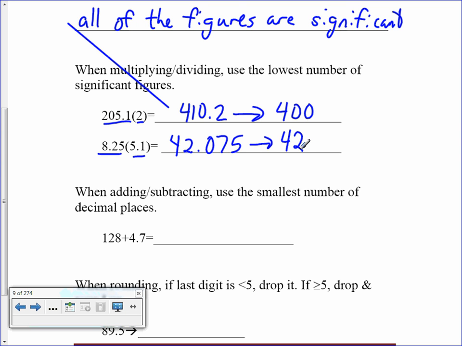So when you're multiplying or dividing figures, use the lowest number of significant figures. When you're adding or subtracting values, use the smallest number of decimal places. So here I have no decimal places, and here I have 1 decimal place. So your final answer is going to have 0 decimal places. Now if you put this in your calculator, you get 132.7, but keeping appropriate significant figures will give you 133. And so that's the appropriate way.